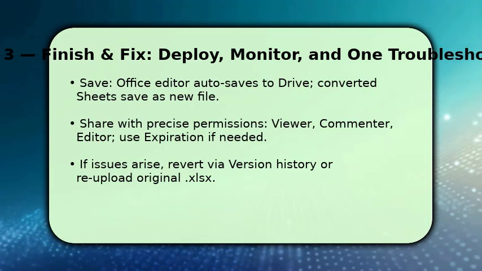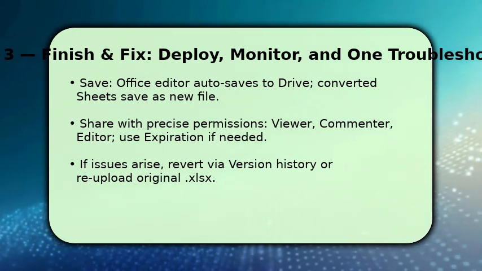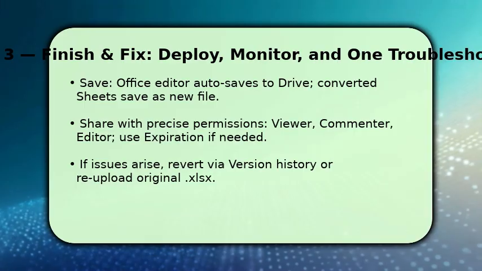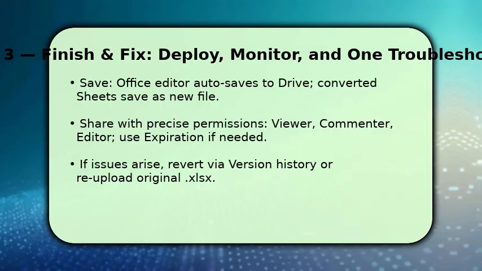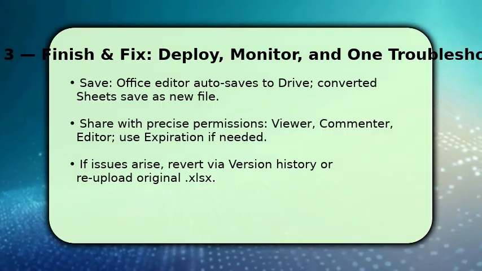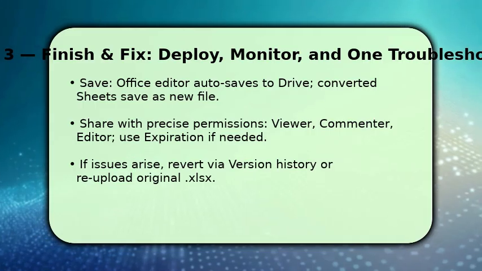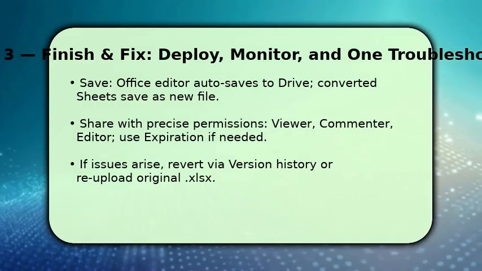You finish by ensuring your work is saved and accessible. Office Editor autosaves directly to Drive while a converted Google Sheet creates a new file. Make sure you know which one you shared. Once done, set sharing permissions, viewer, commenter, or editor, and add expiration if temporary.